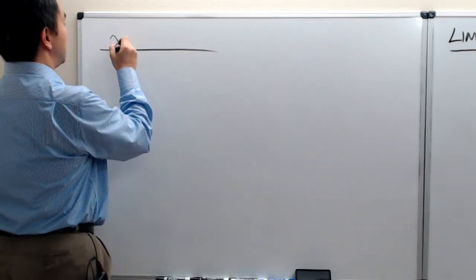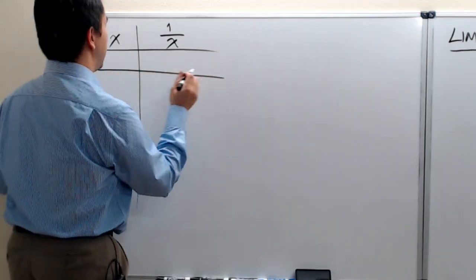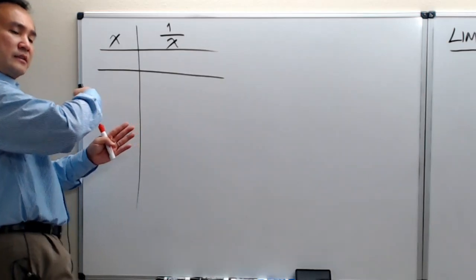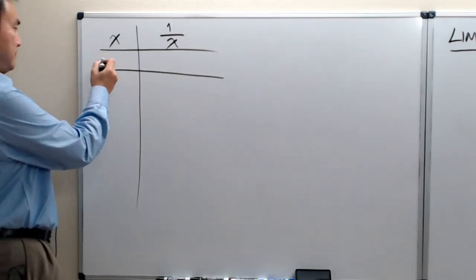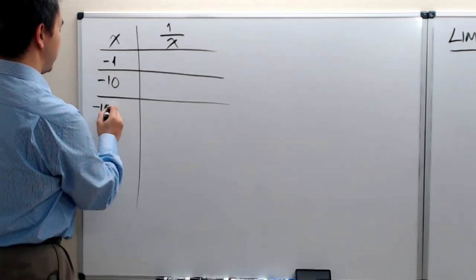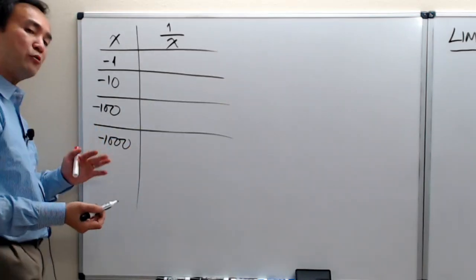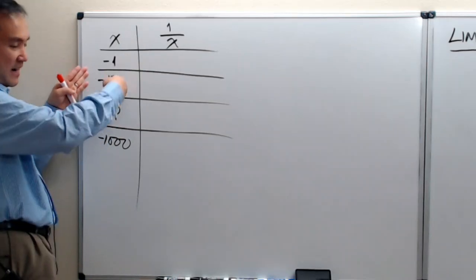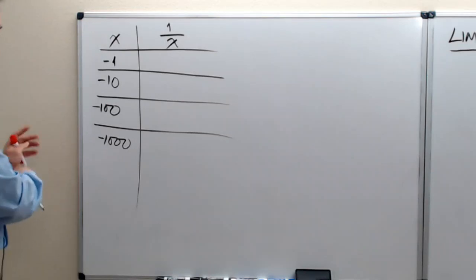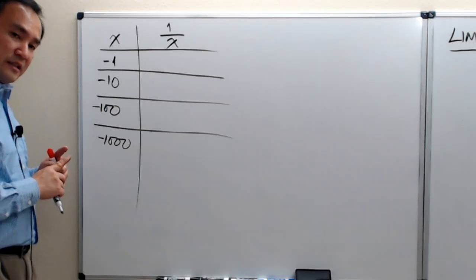All right, so now a table of values, our function remains 1 over x. Now I am going to choose x values that are heading to negative infinity. So negative 1, we can start there, then negative 10, then negative 100, then negative 1,000. And that should be good enough, and in case we need more, we can just put in more values. These x values are getting further and further to negative infinity; the value of x is getting negatively larger.